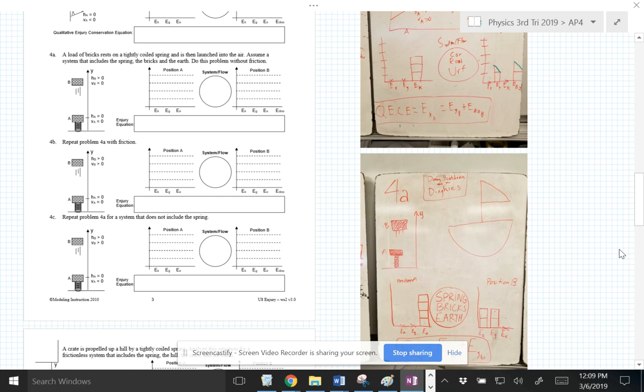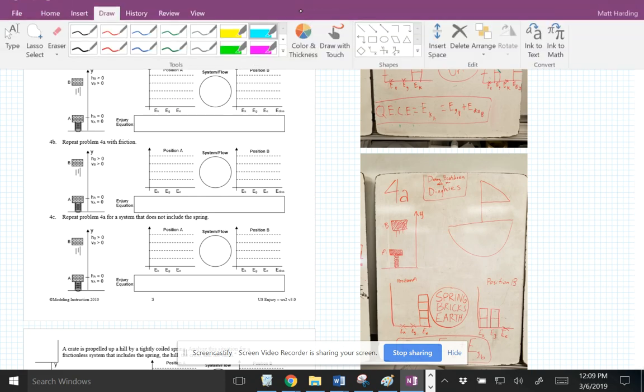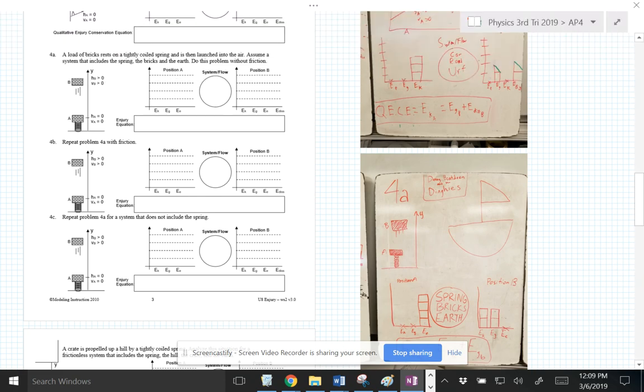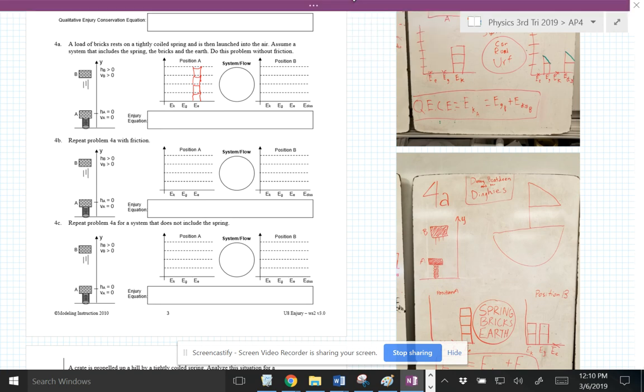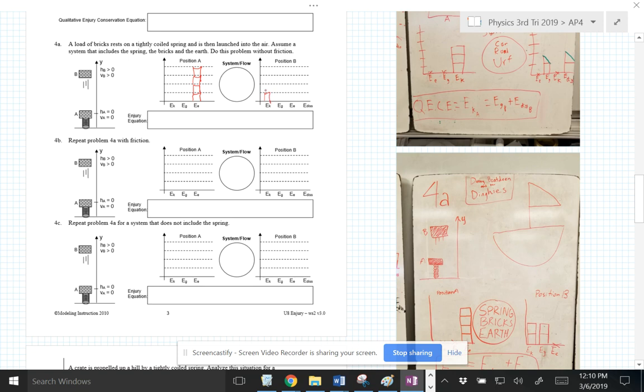They got 4 blocks of EE. I got the highlighter pen going. That's not going to work. 4 blocks of EE. 1, 2, 3, 4 blocks of EE initially, and then that becomes 2 blocks of EK and 2 blocks of EG.